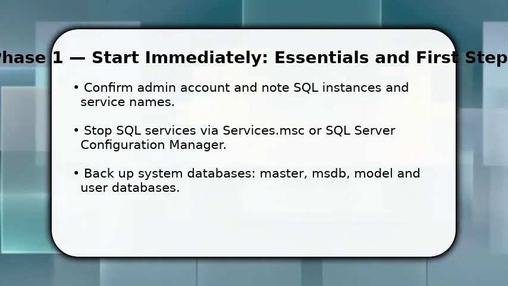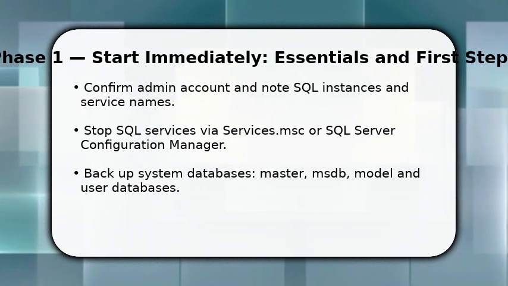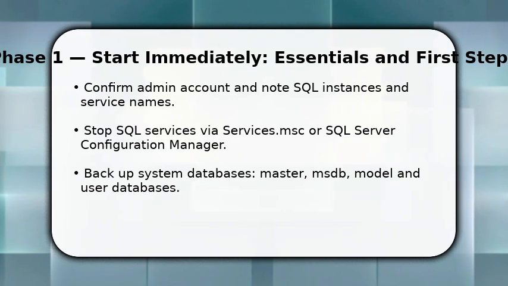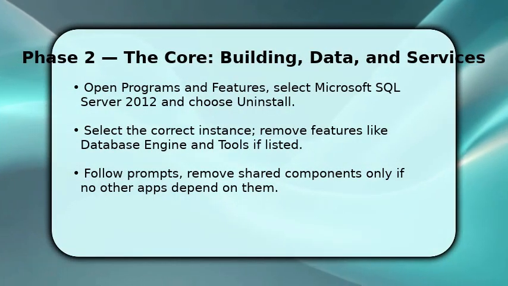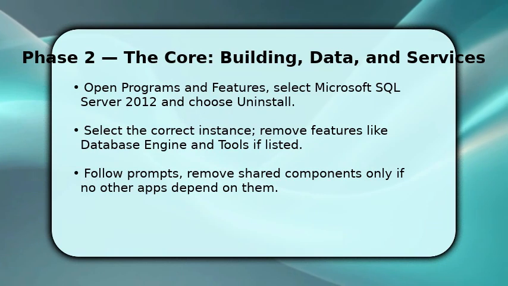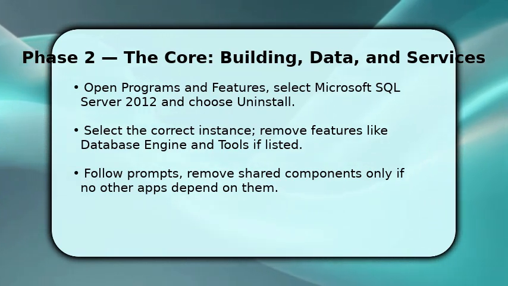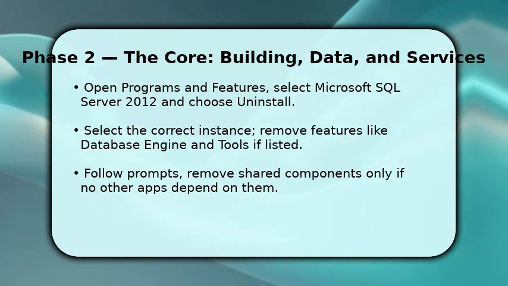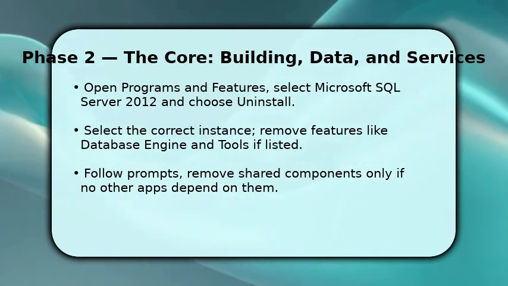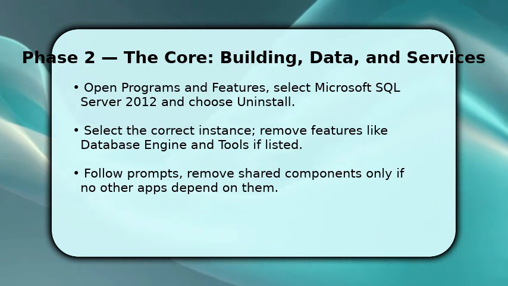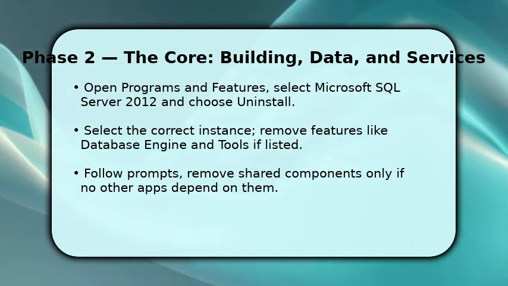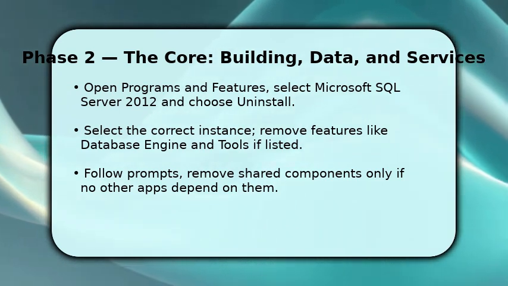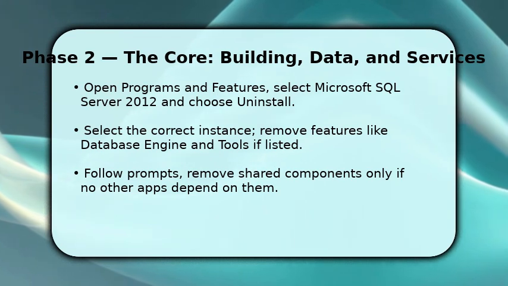Next, open Programs and Features and choose Microsoft SQL Server 2012, then click Uninstall. You must select the exact instance name you stopped earlier. That ensures you remove the intended server and not a different instance. During the wizard, choose specific features to remove, for example database engine, reporting services, or client tools, and confirm each step. If the wizard asks about shared components, remove them only when you are sure no other SQL-based applications need them, to avoid breaking other software.